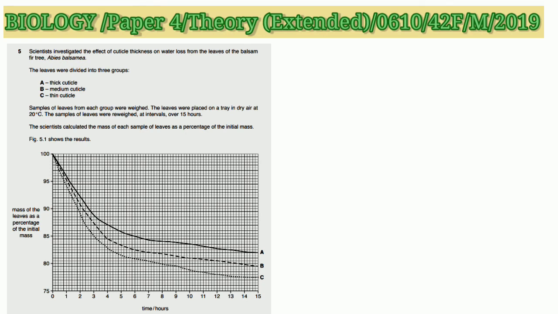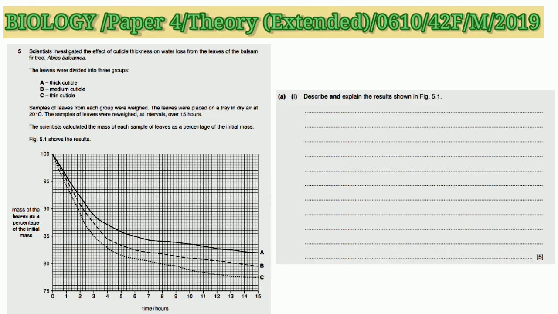Fifth question, scientists investigated the effect of cuticle thickness on water loss from leaves of balsam fir tree Abies balsamea. The leaves were divided into three groups: A, thick cuticle; B, medium cuticle; C, thin cuticle. Samples of leaves from each group were weighed. The leaves were placed on a tray in dry air at 20 degrees Celsius. The samples of leaves were re-weighed at intervals over 15 hours. The scientists calculated the mass of each sample of leaves as a percentage of the initial mass.